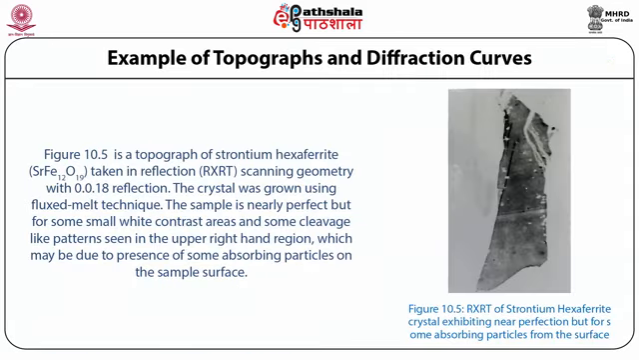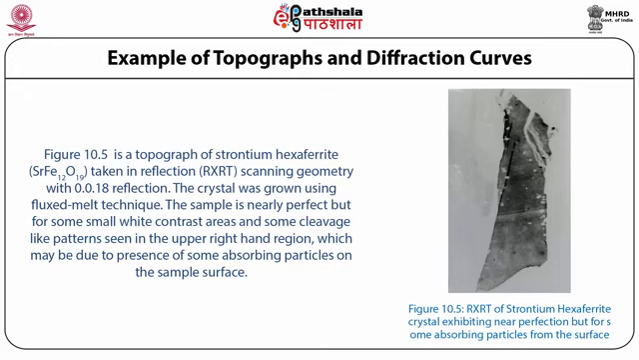Figure 10.5 is a topograph of strontium hexaferrite whose chemical composition is SrFe12O19, taken in reflection, RXRT scanning geometry with 0 0 18 reflection. The crystal was grown using the fluxed melt technique.